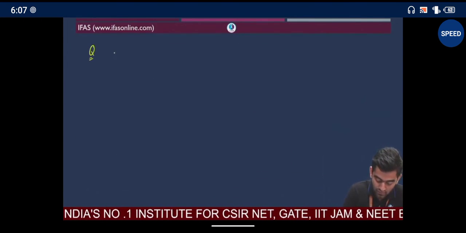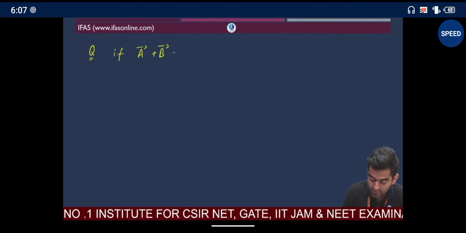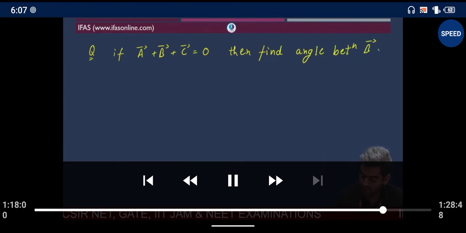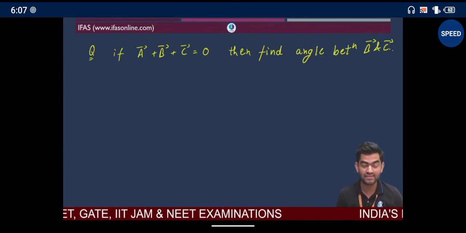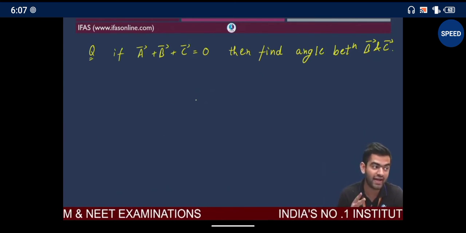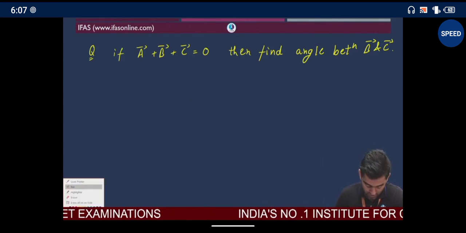Now let's say if A vector plus B vector plus C vector is equal to 0, then find the angle between B vector and C vector. You have to find the angle between B vector and C vector. You have been given the data that A vector plus B vector plus C vector equals 0. How can you find the angle between B and C vector? So this is your question. How should we do it?